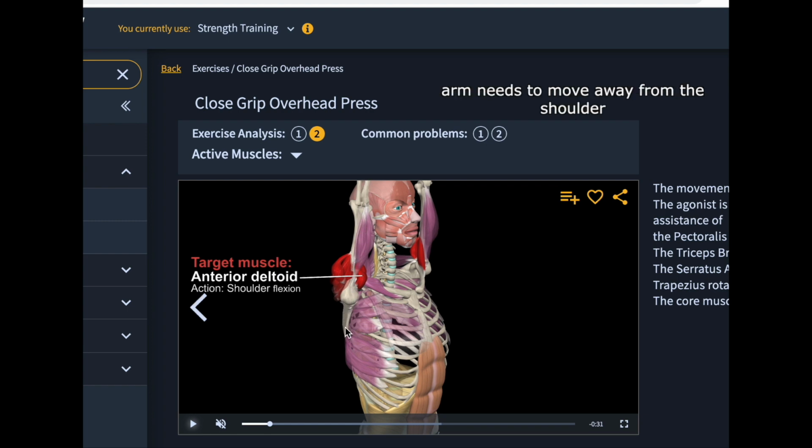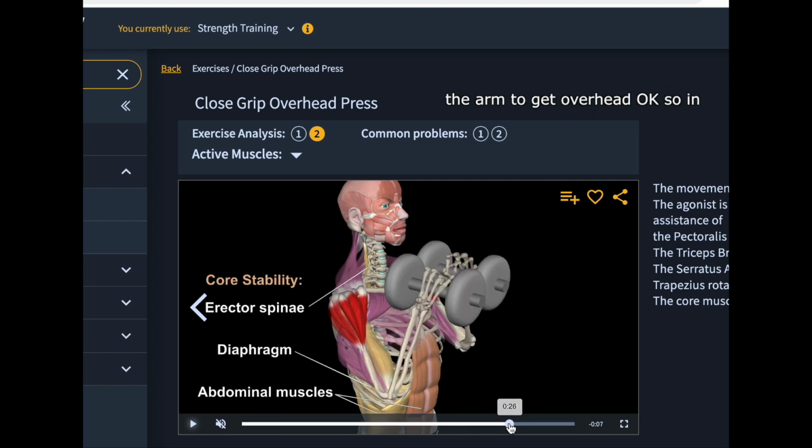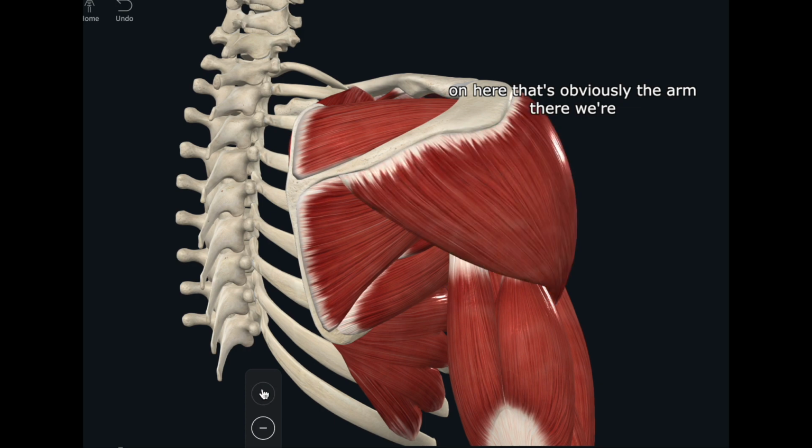this arm needs to move away from the shoulder blade, right? It's in this vertical position, that shoulder blade needs to sweep up and around in order to create enough space for the arm to get overhead. Okay, so in that we see very commonly a restriction here. So that's one area.